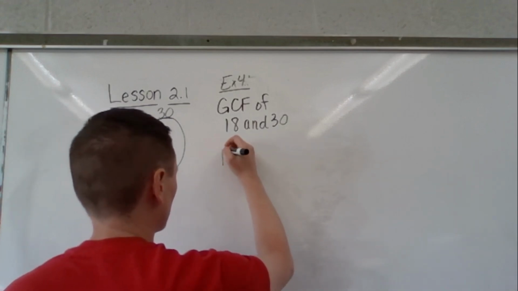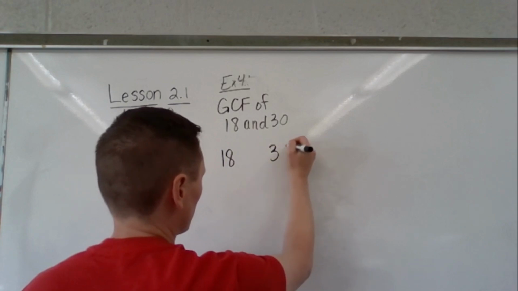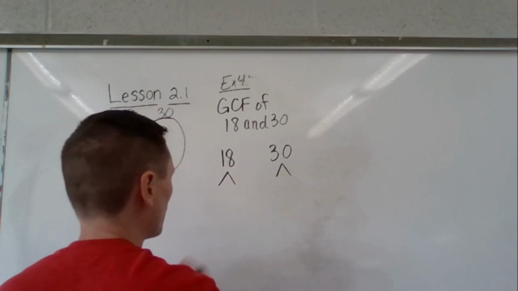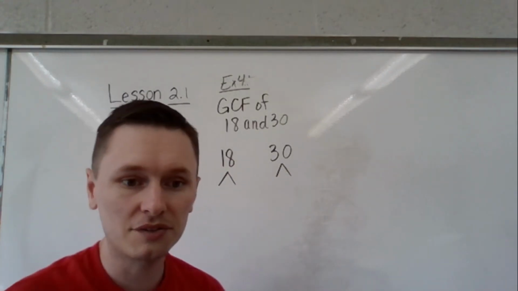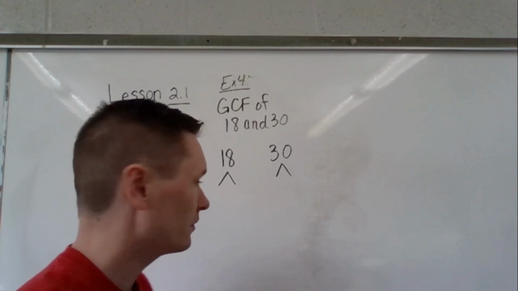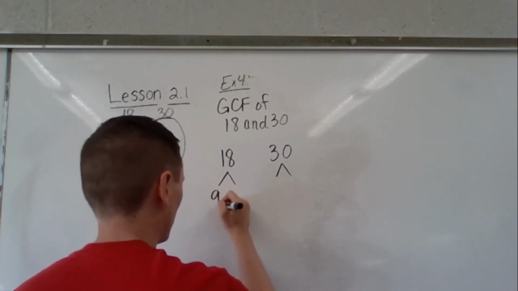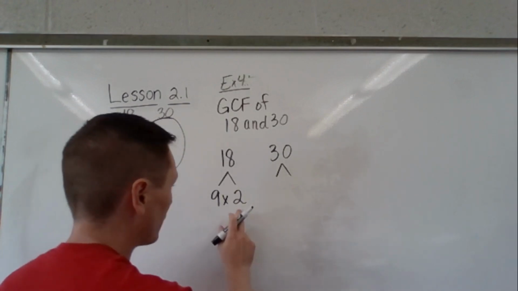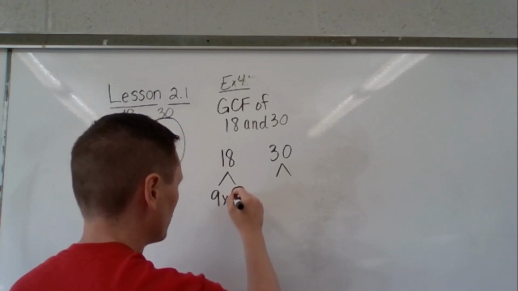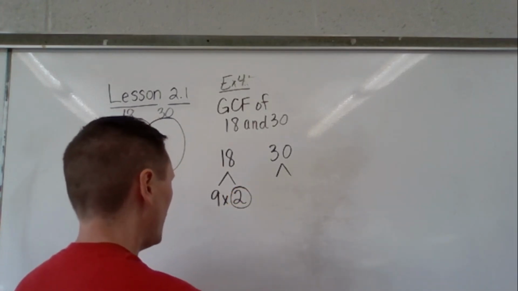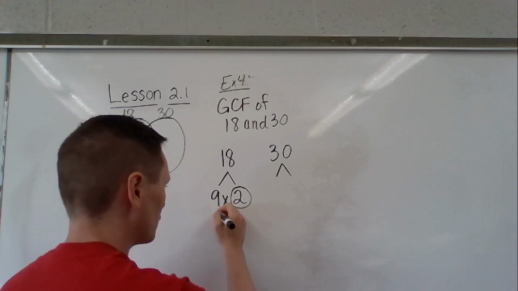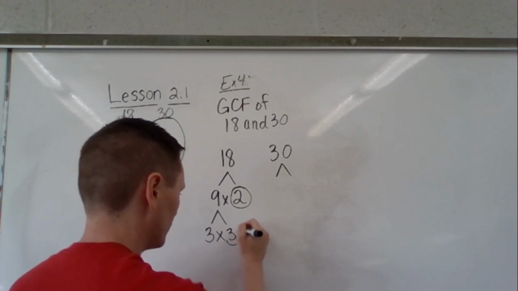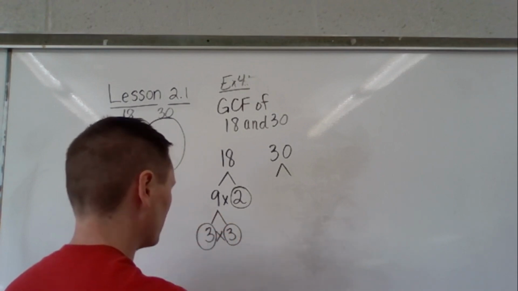So I have 18 and 30. And this is where you have to remember, like we just did with 12, the factor rainbow. What are some things that multiply together to get 18? The first thing that comes to my mind is 9 times 2. I know 2 is a prime number, we've discussed that, so I will circle 2. I know 9 is not prime, so I can break that down into 3 times 3. And then I know 3 is prime, so I will circle it.